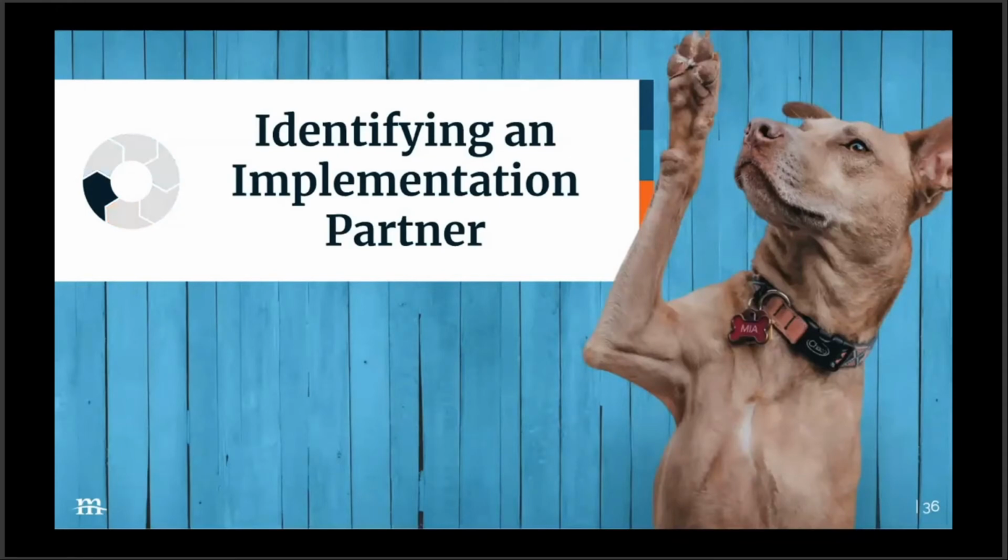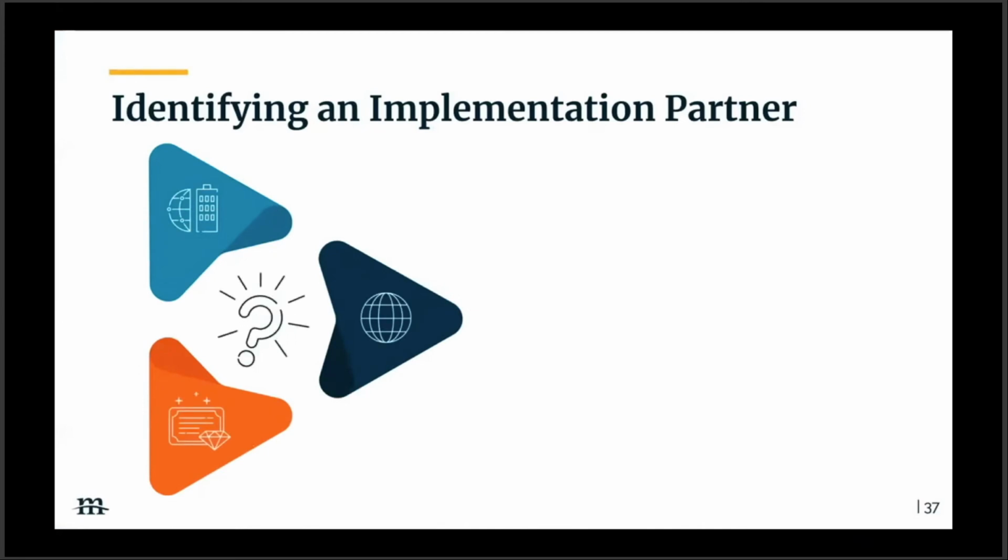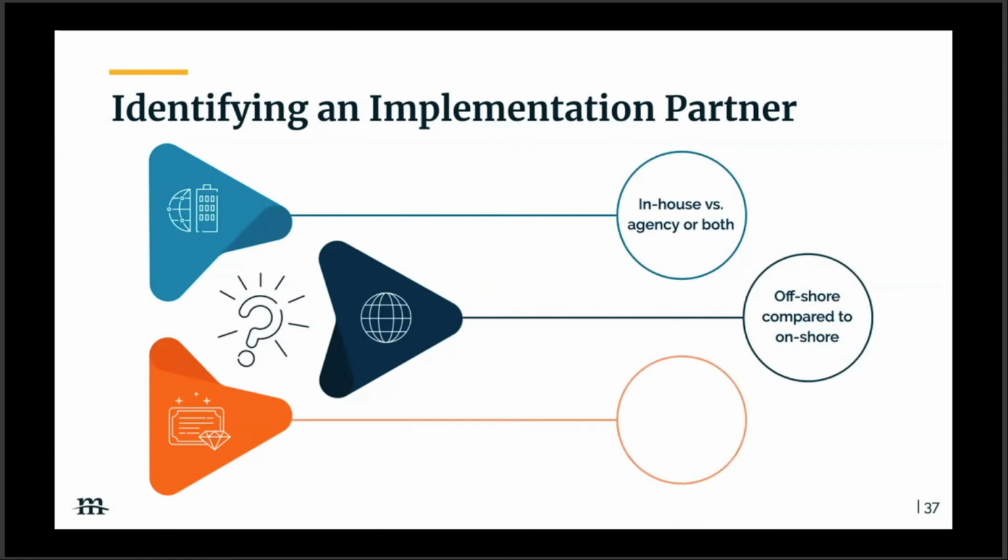Once you've gone through and defined your budget, the next step in the process is finding out who's going to actually do the project or do the work, who's going to execute it. It's identifying that implementation partner. And there are quite a few pros and cons to think about as you work through finding out who that partner should be.